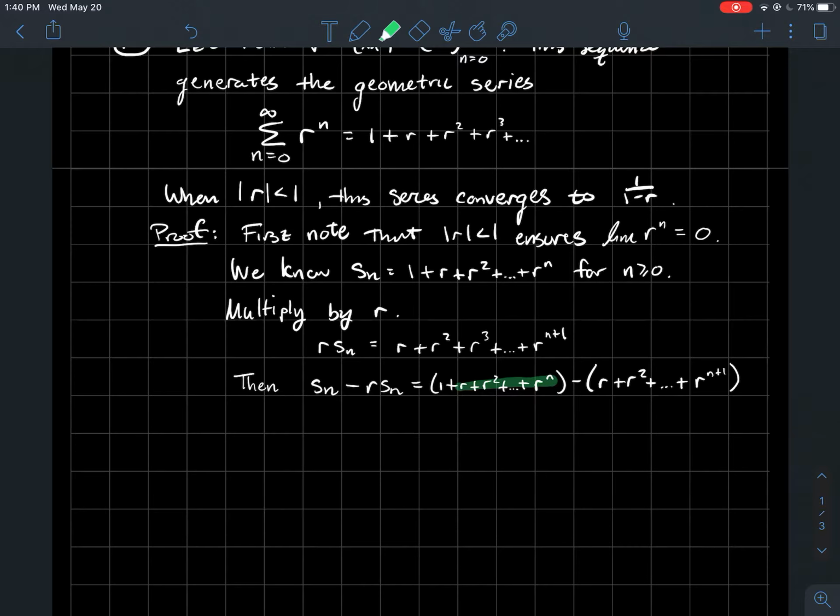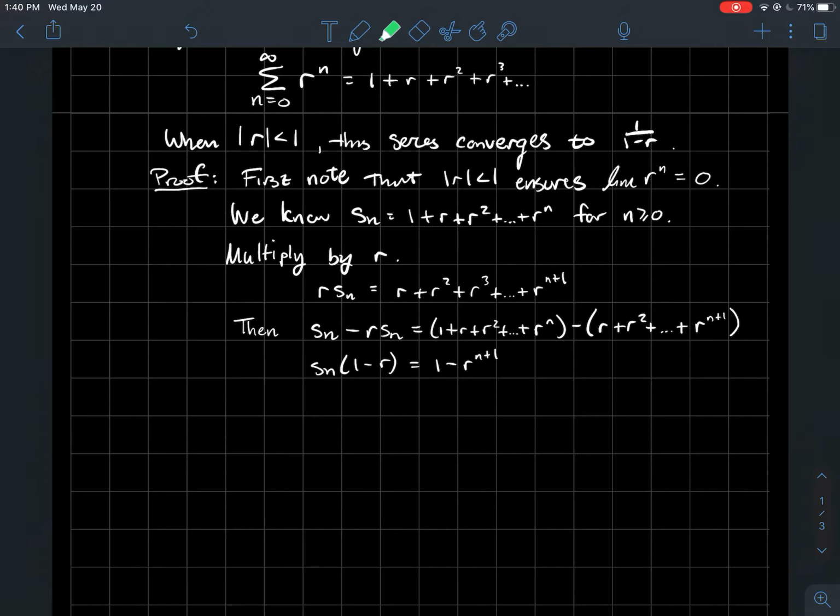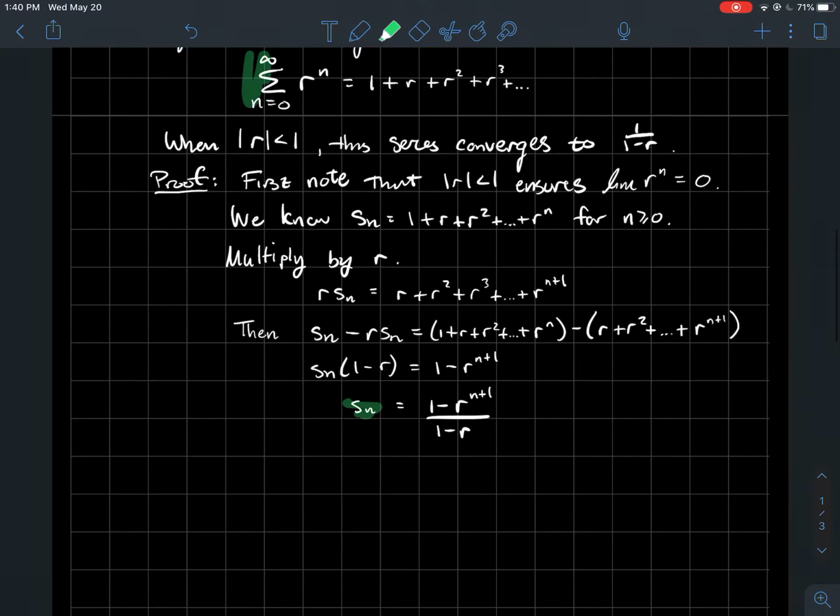So all these r's cancel out, and what do you have left? All that stuff cancels out. You should just have that 1 in front minus this r to the n plus first power. That's my next line. And then now what I'll do is get Sn by itself. So I've factored out Sn, and now I'll divide by 1 minus r in the next step. And then now I'm going to take the limit of both sides. So remember, the limit of Sn is what this series should be. It should be what the infinite sum is there.